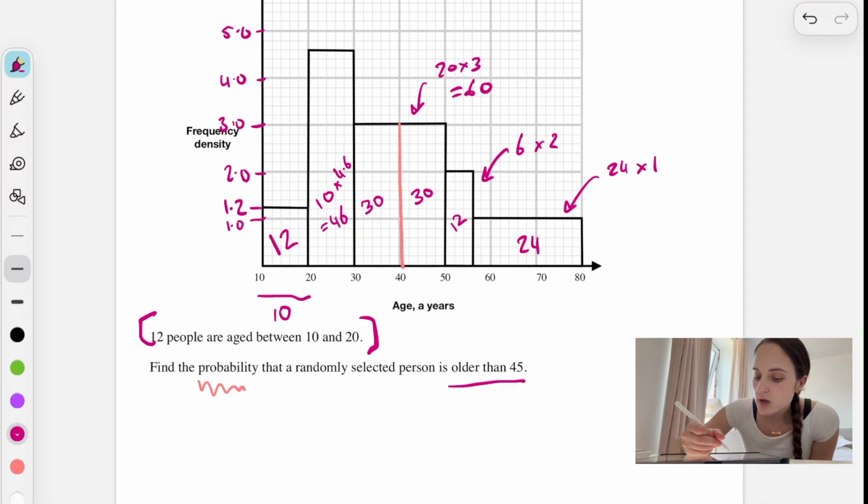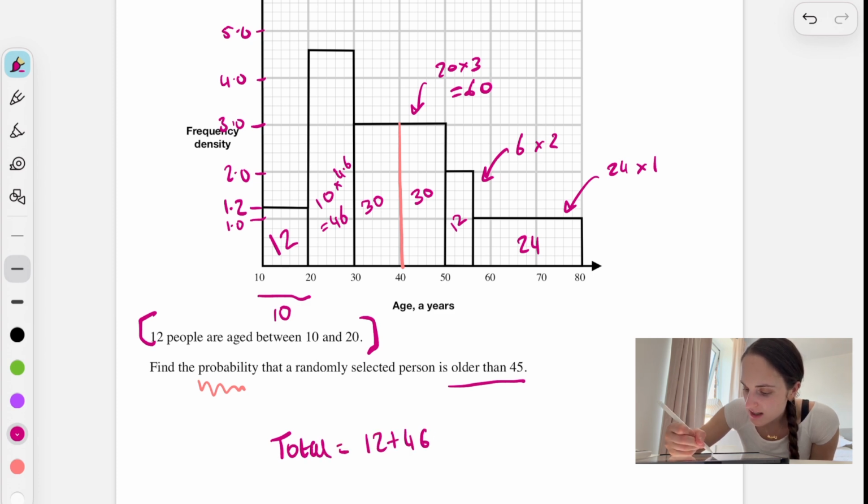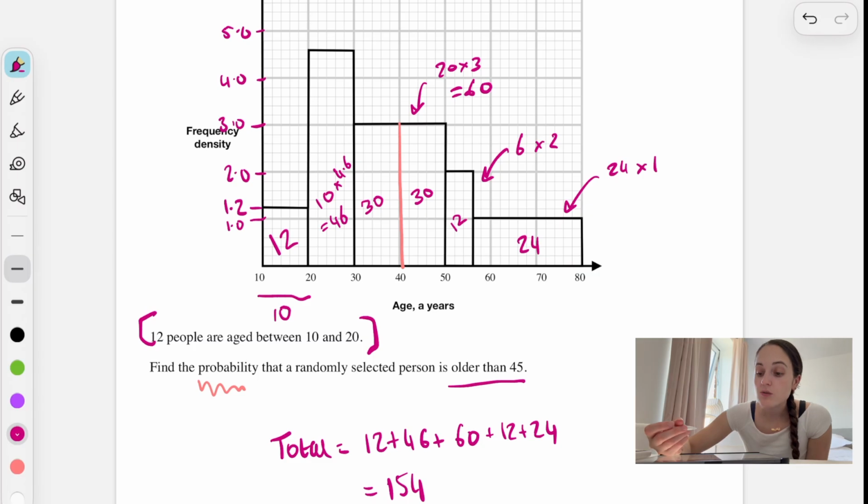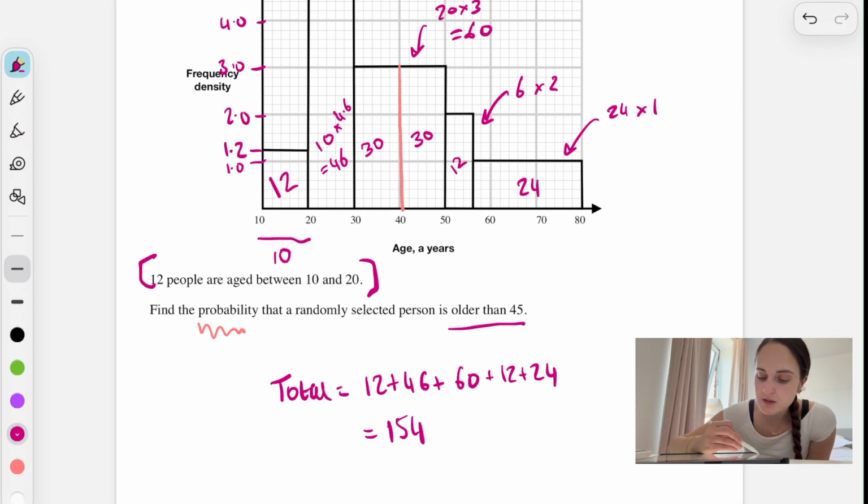So we can work out the total number of people by adding up all the numbers. So we've got 12 plus 46 plus 60 plus 12 plus 24, and that gives us 154. And if we want to work out the total number of people who are older than 45, we're going to add up all of the numbers beyond 45.